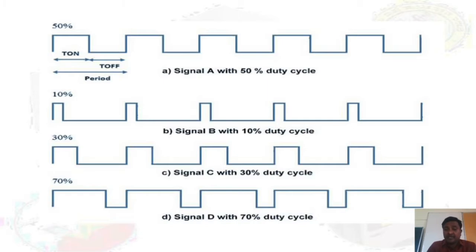Now signal B with 10% duty cycle, that is T on is only 10%. That's why in the image it is shown as only a small positive cycle and a long 90% negative cycle. In figure C, signal C with 30% duty cycle, T on is 30%, T off is 70%. In signal D with 70% duty cycle, T on is 70%, T off is 30%. So here the duty cycle is calculated on T on basis.